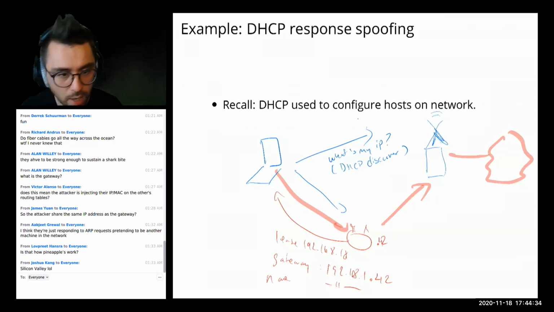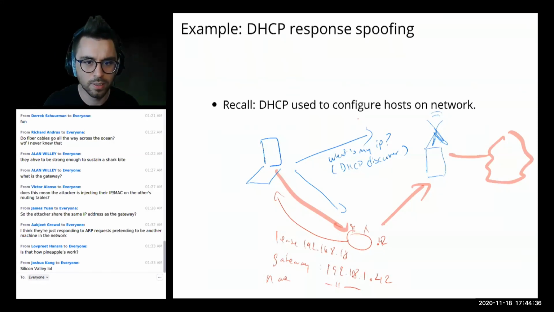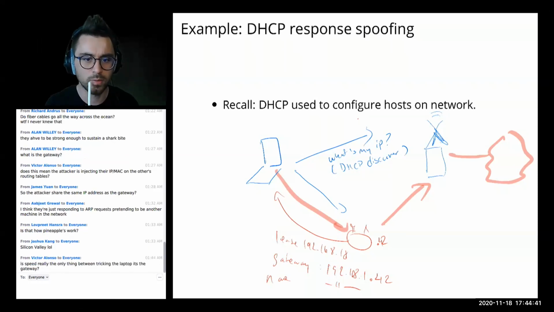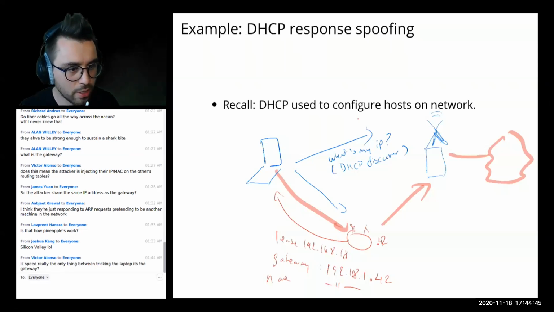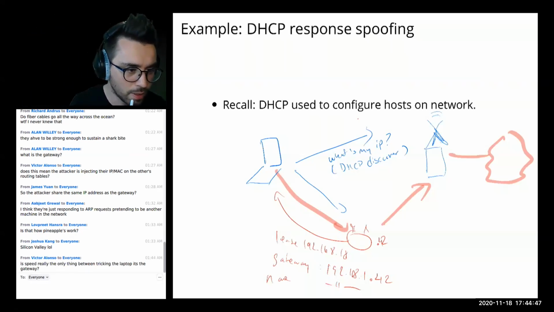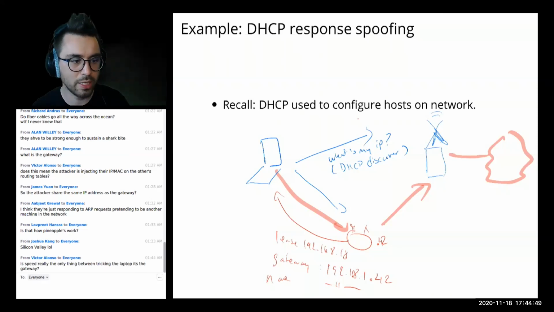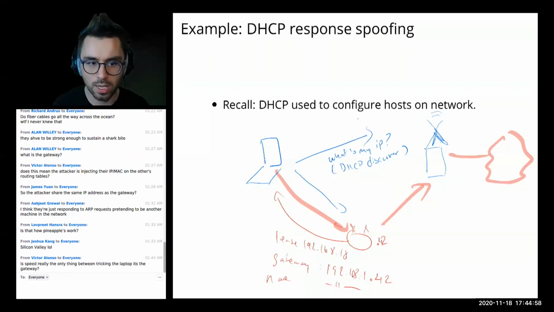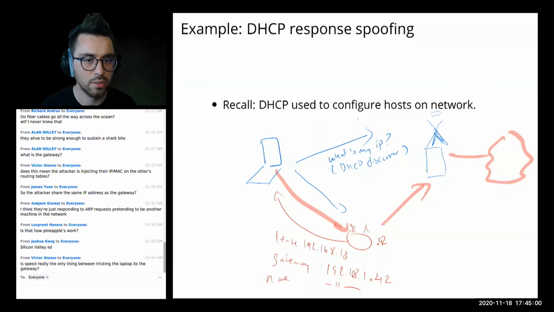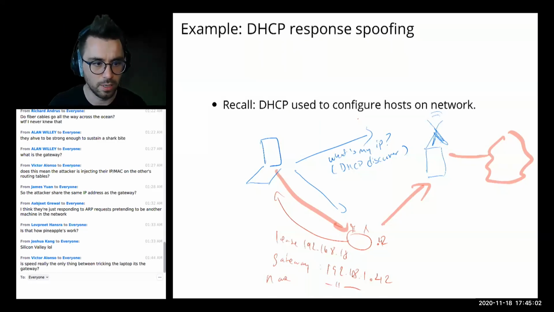Okay. Any questions on this? Is speed really the only thing between tricking the laptop that it's the gateway? So speed is the big factor here. Yeah. As the attacker, you can just sit on the local network and constantly broadcast these things. If you get there first, you win.